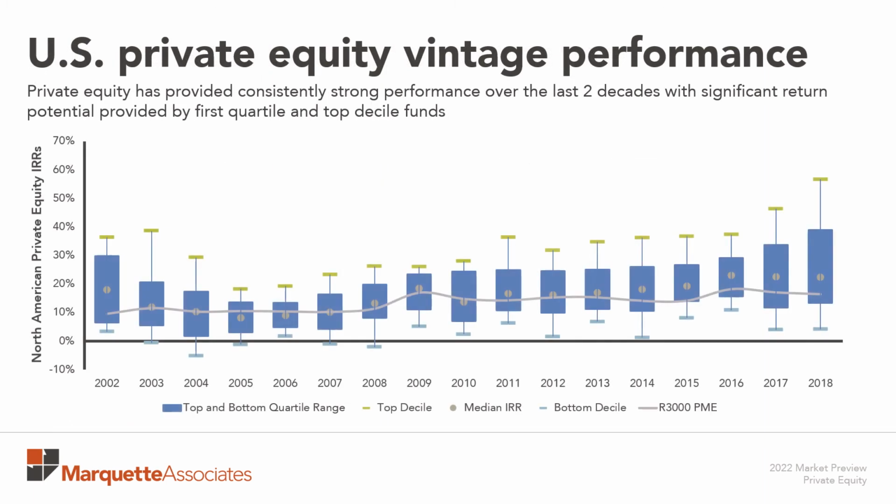Looking at return performance on a vintage year basis, we can see the median returns of recent vintages have been continuing to separate from their public market equivalents. As you can see in 2017 and 2018, the most recent years tracked, the outperformance is substantial, particularly at the upper end of the market. Private equity's consistent outperformance and significant return potential from funds in the upper half of the industry continues to fuel and justify the broad demand for the asset class.